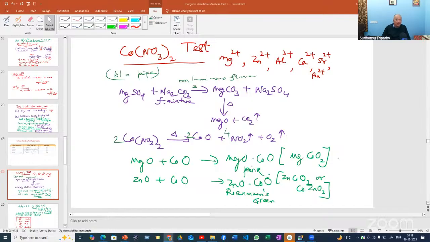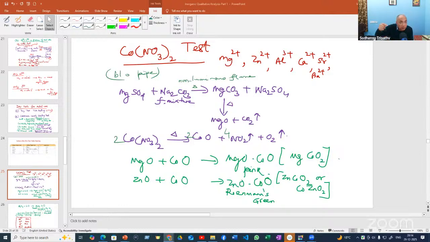Now, incandescent means it will give out light when it is heated. When you continue to heat, it will produce light. That is called incandescent. But when you leave it, it remains white. During heating, it produces light. That is called incandescent. White, infusible, and it will not melt.